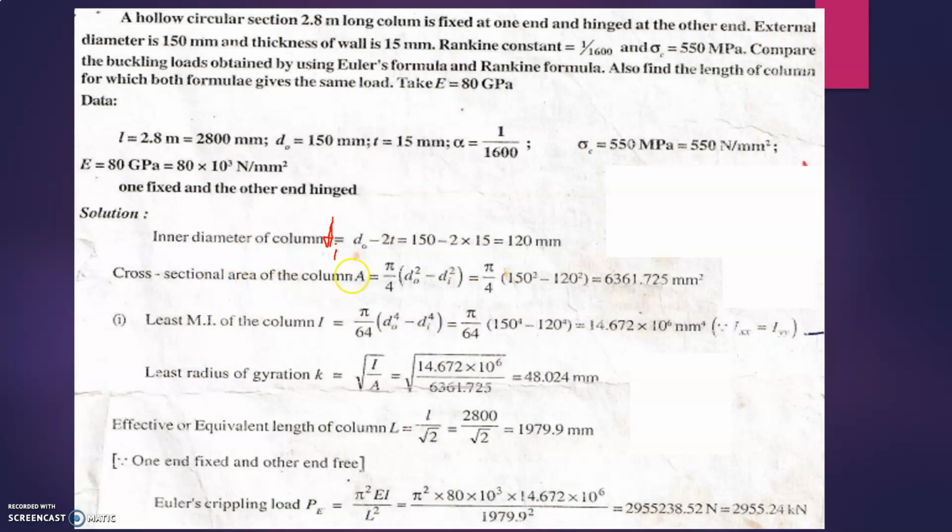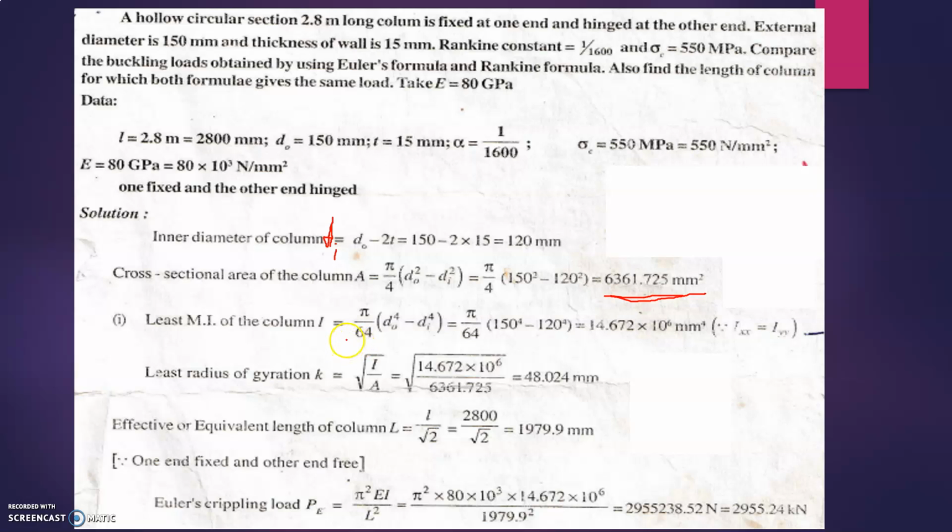Now you have to calculate the cross-sectional area. A is equal to pi divided by 4 into D naught square minus di square. That is nothing but capital D square minus small d square. Here it is written outer and inner. So D naught square minus di square into pi divided by 4. Substitute the values, you get area is 6361.725 mm square.